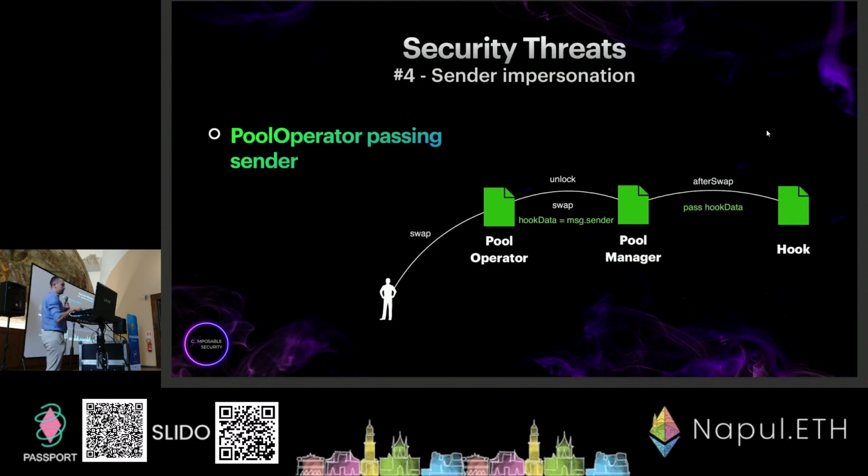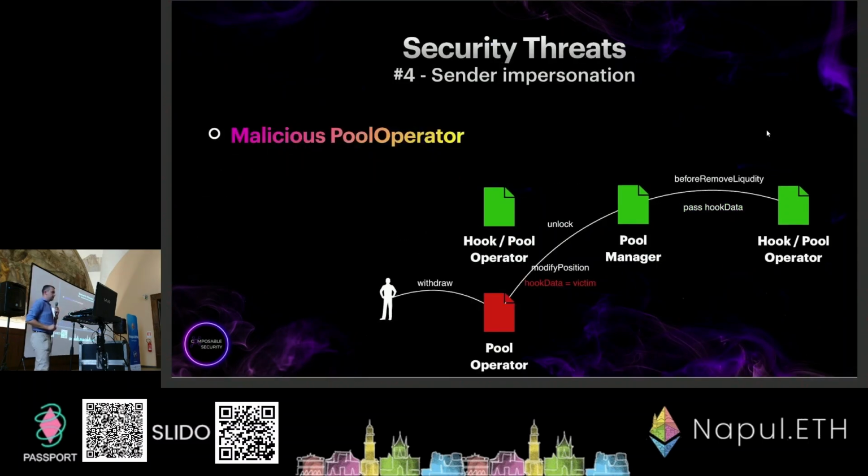Well, your pool operator can actually get the message sender of the user and send it in the hook data. So it reaches pool manager and is sent back to the hook. So that's how the hook can know what's the real address of the user.